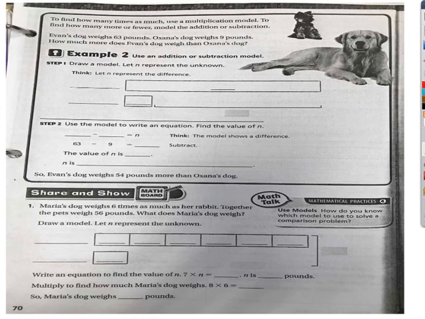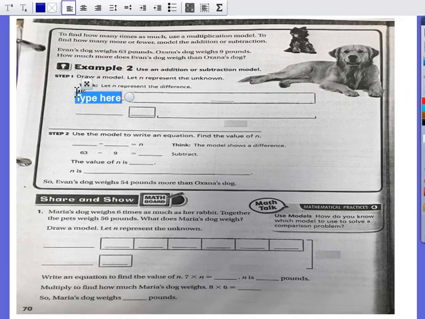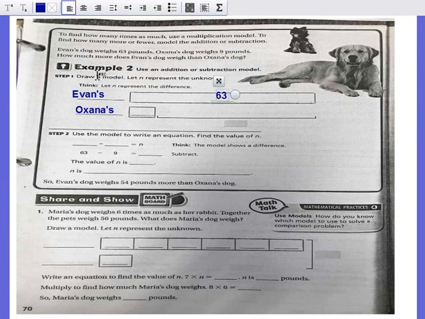So on the line here, I'm going to put Evan's dog, and then on this line I'm going to put Oksana's dog there. Okay, so we know from previous that Evan's dog weighs 63 pounds, so I'm going to write 63 up here. And Oksana's dog, we found out from before that it was 9 pounds. So we're going to put 9 on the line over here.